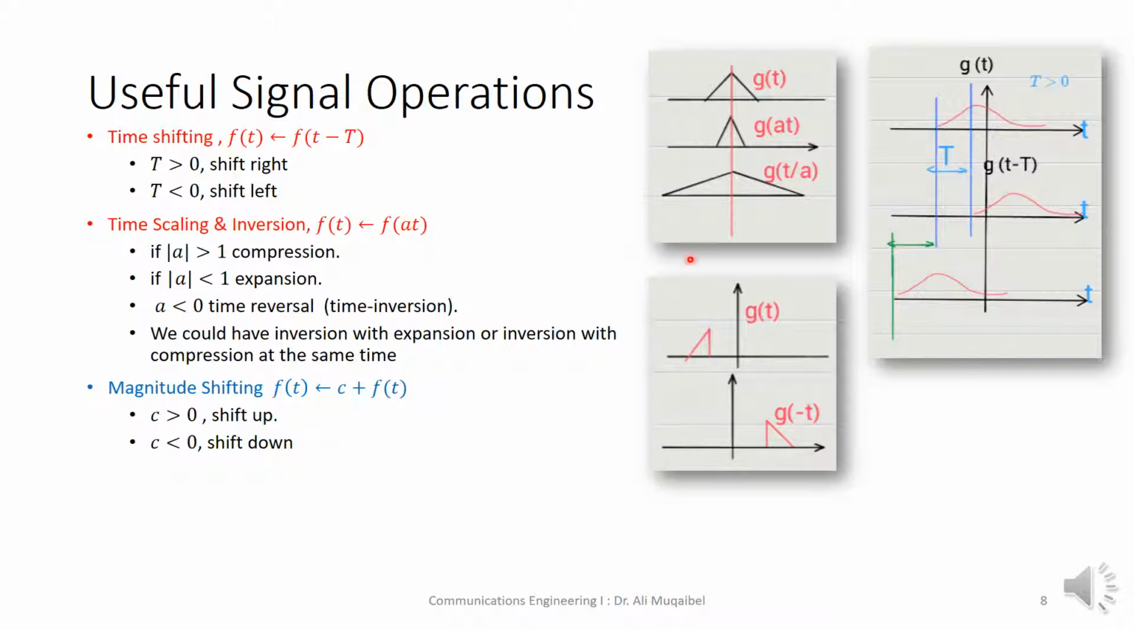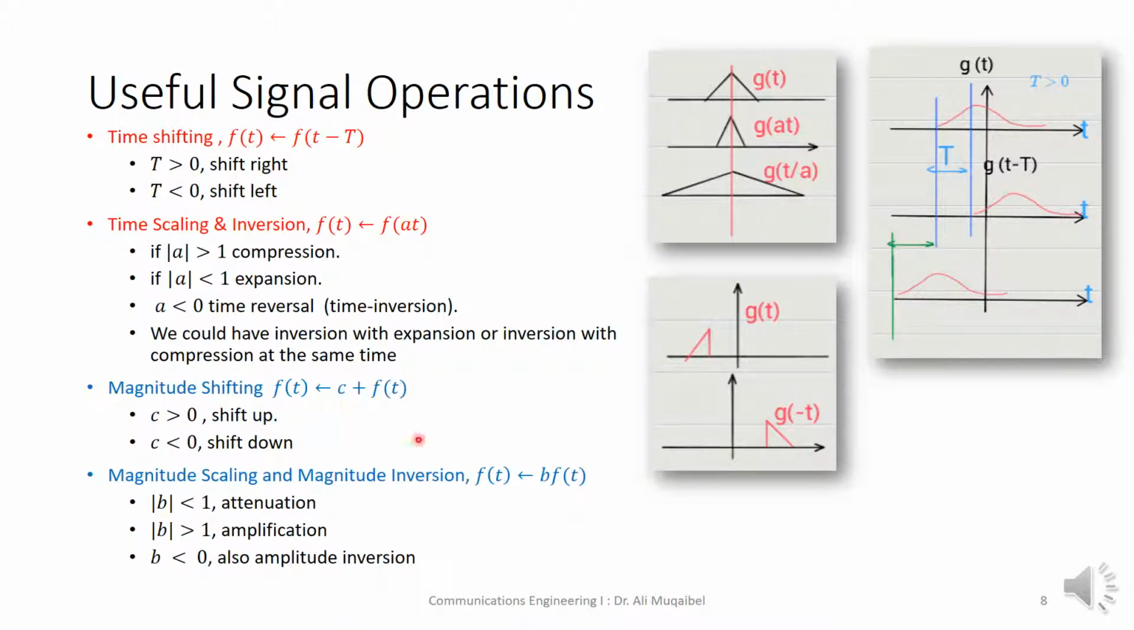We can also operate on the y-axis, so that these operations happen on time. We can also operate on the magnitude or amplitude of the signal. If you add c, a constant, to the signal, then we are shifting up. If this is negative, we are shifting down. We can also scale the signal by multiplying by b. Again, similarly, if the magnitude of this is more than 1, then we have amplification. If it is less than 1, we have attenuation, making the amplitude smaller. And if it's negative, we have inversion, turning it upside down.